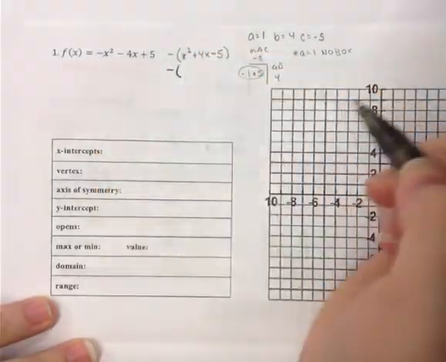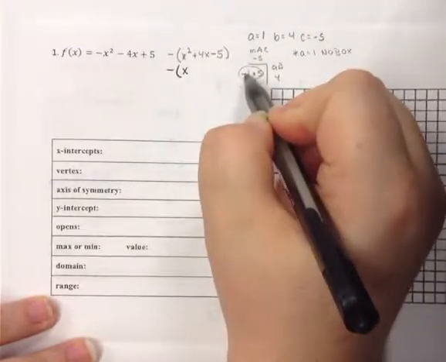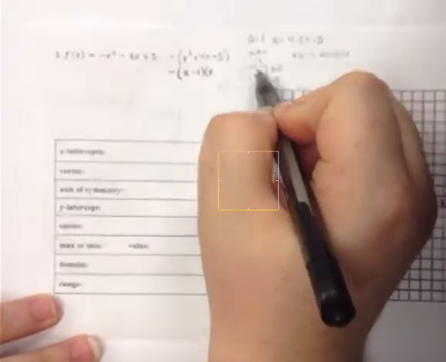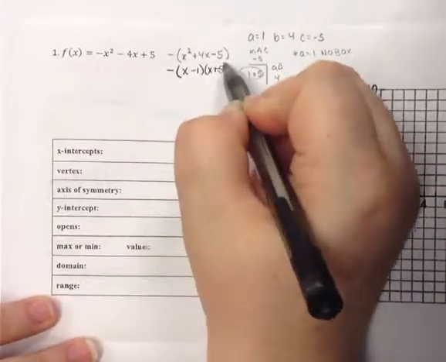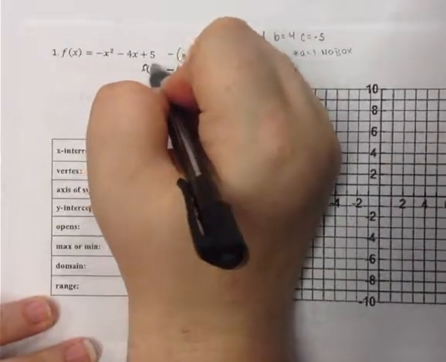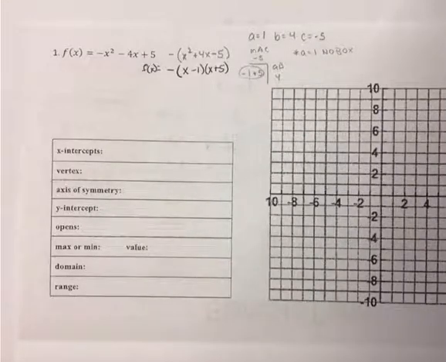Our factored form is going to be negative, parentheses, we use the letter x, and then we have the -1 from our MAC and AB. Parentheses, we use the letter x, and then we have the +5 from our MAC and AB. This is now factored form. f of x equals negative, parentheses, x minus 1, then x plus 5.